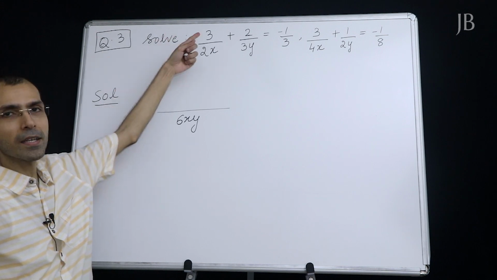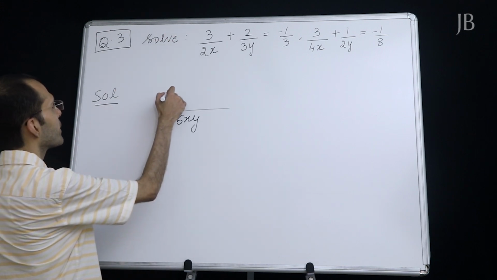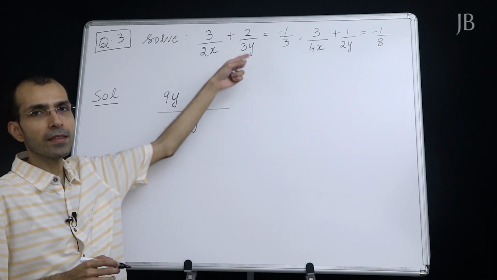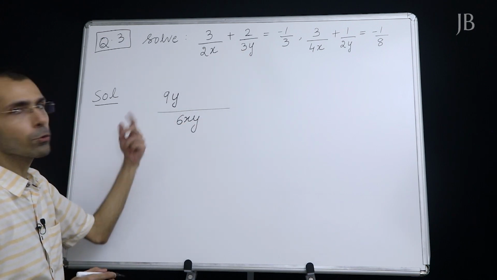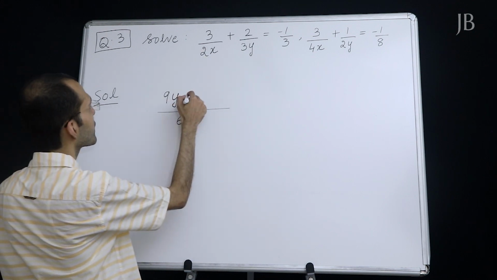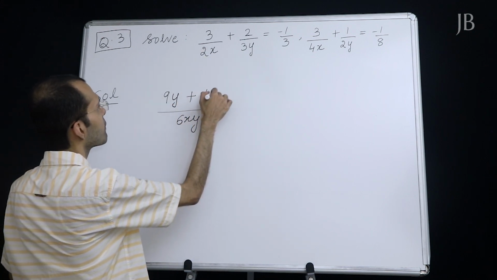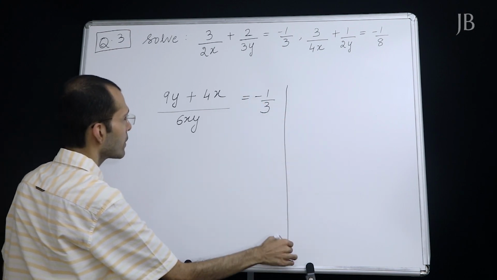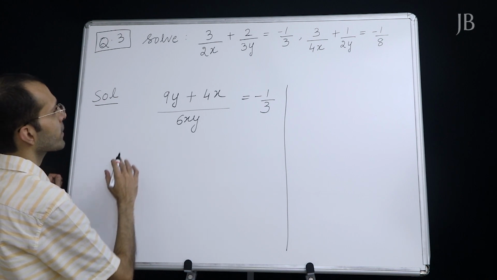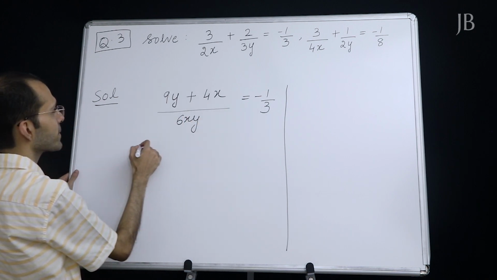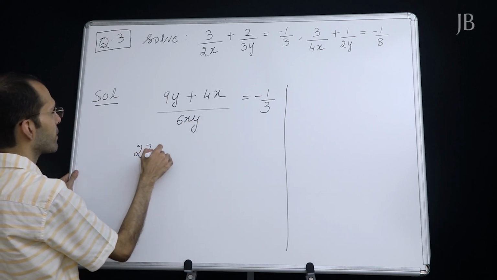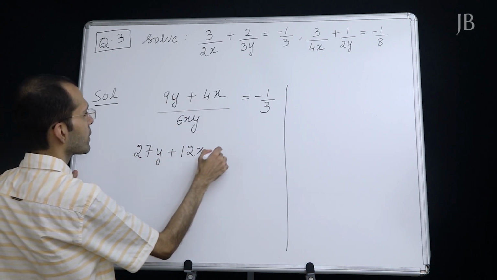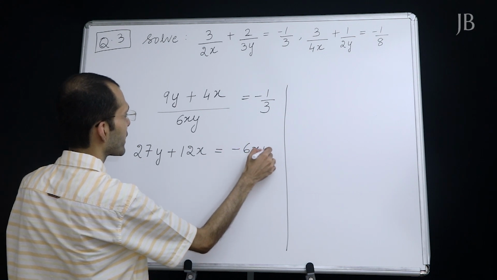That 3y will get multiplied by the numerator. So it will become 9y. Then 6xy divided by 3y. That will be 2x. So 2x will get multiplied with the numerator. So that will become 4x is equaling minus 1 upon 3. So let's put it in the refined format. We can cross multiply easily. 27y plus 12x is equaling minus 6xy.